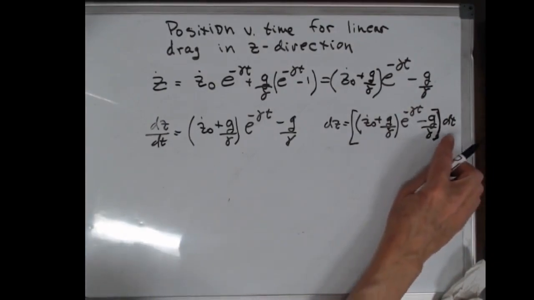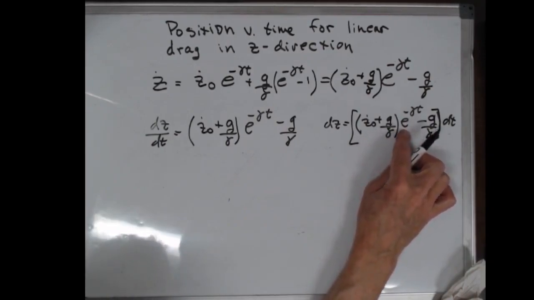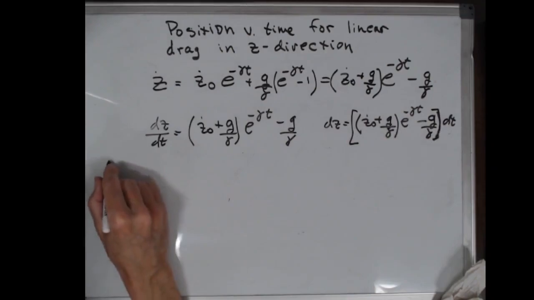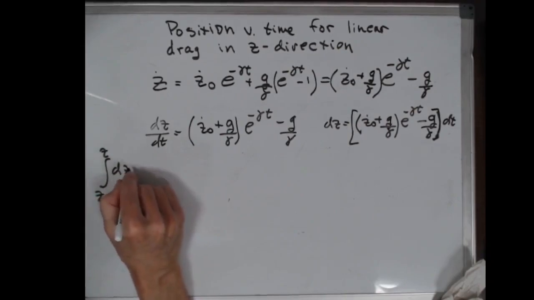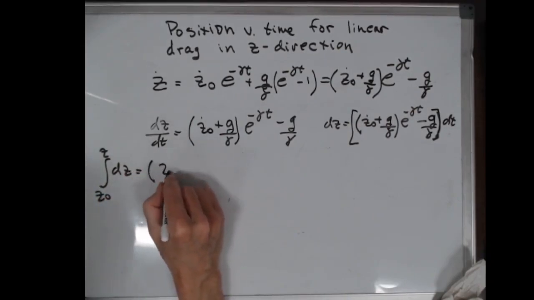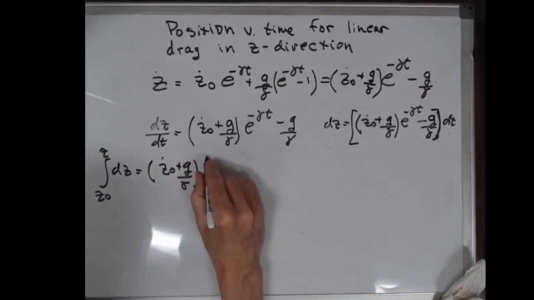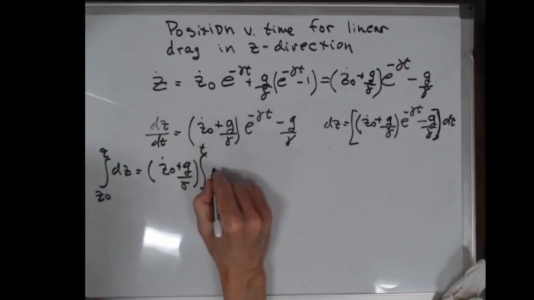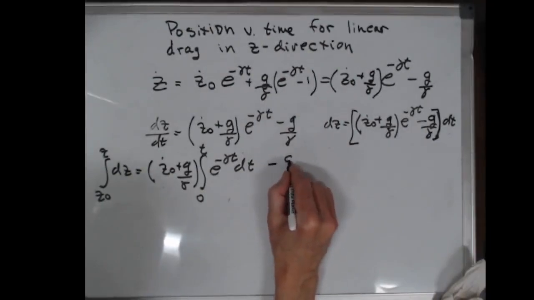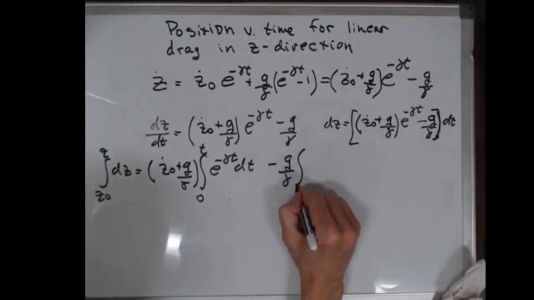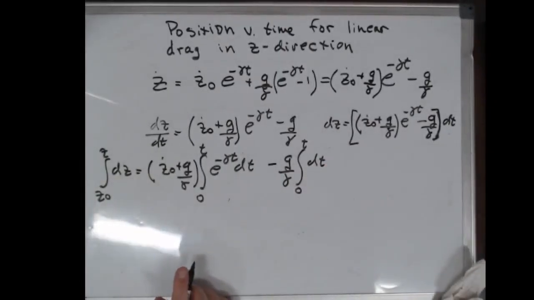And this isn't too hard to integrate. I can break up this one into two integrals. This goes outside the integral because that's the only piece with time dependence, and that's an additive term. And so I can say, look, the integral from z naught to z of dz is equal to z dot naught plus g over gamma times the integral from 0 to t of e to the minus gamma t, that's an easy one, dt. And then minus g over gamma times the integral from 0 to t of dt. Both of those integrals are pretty easy.